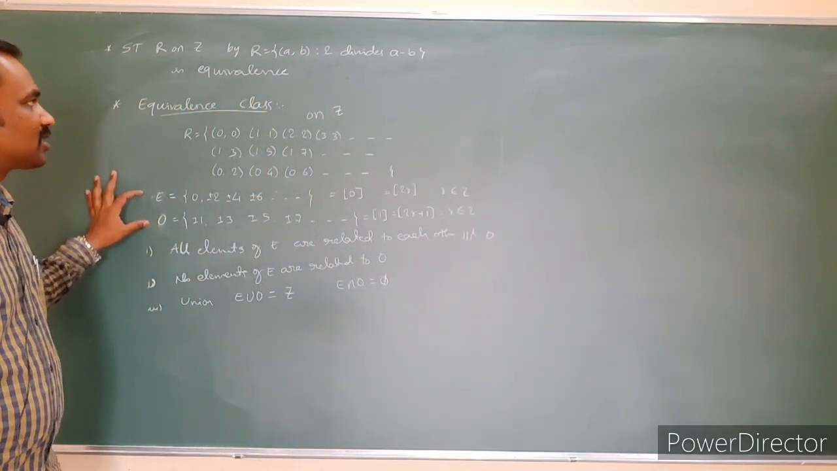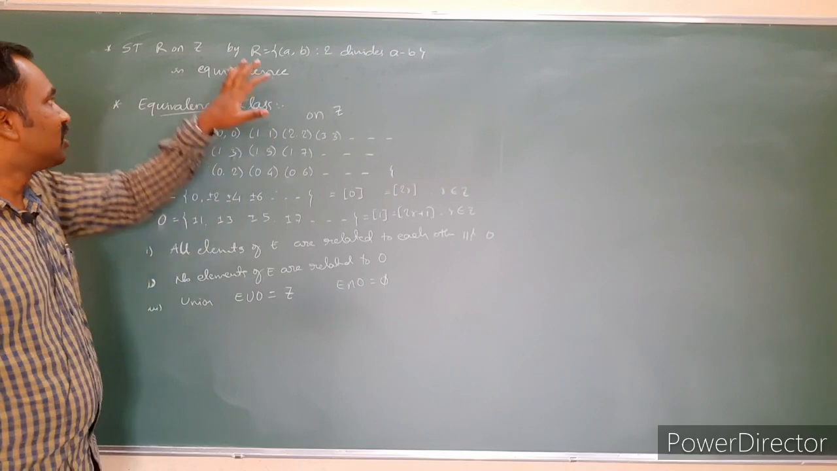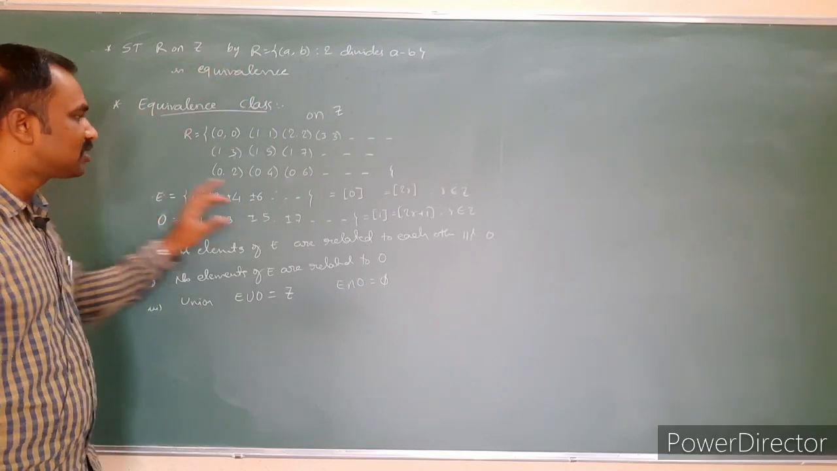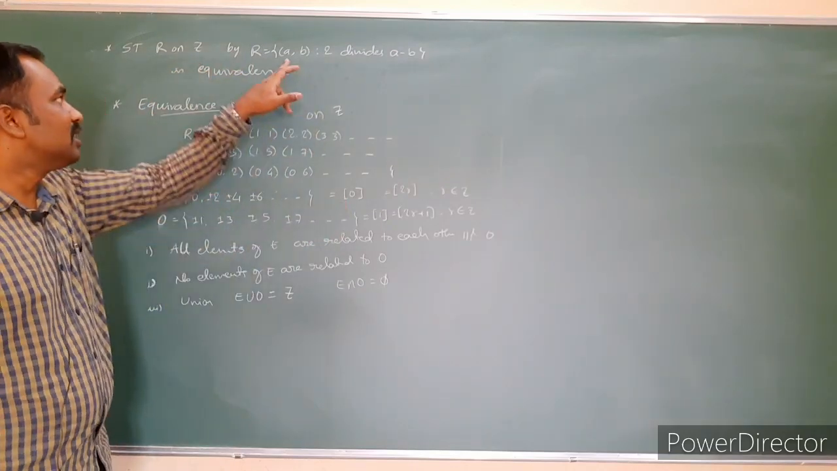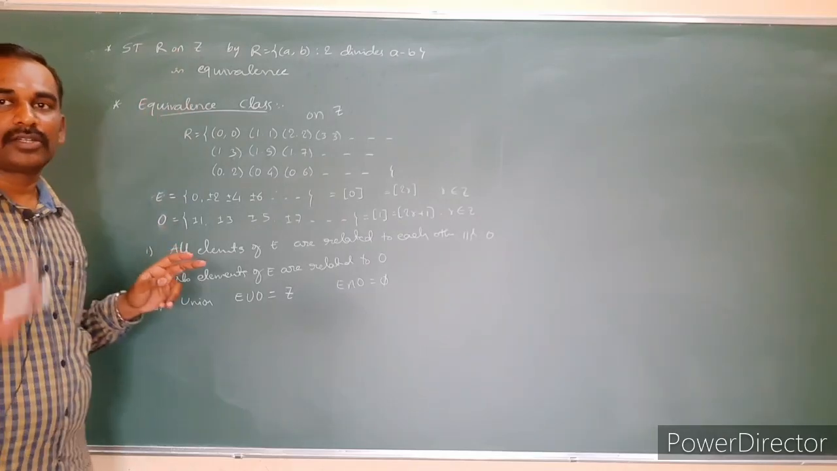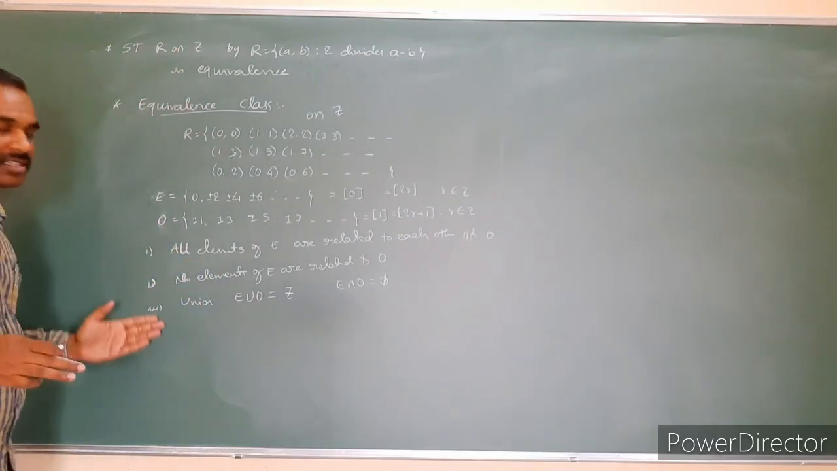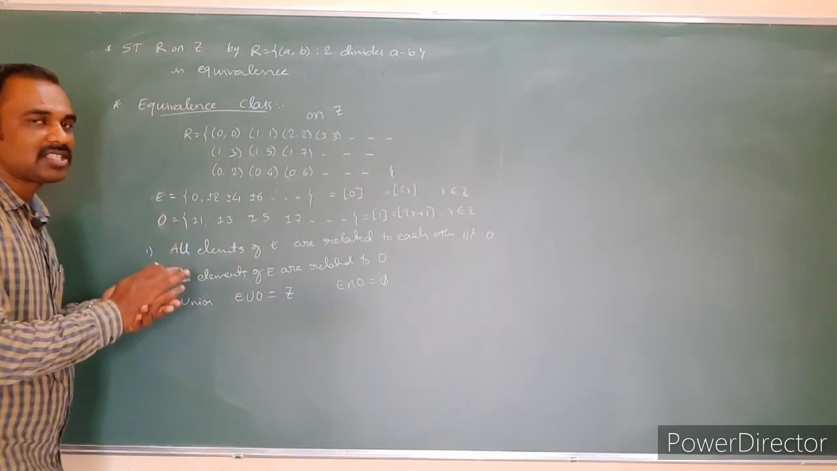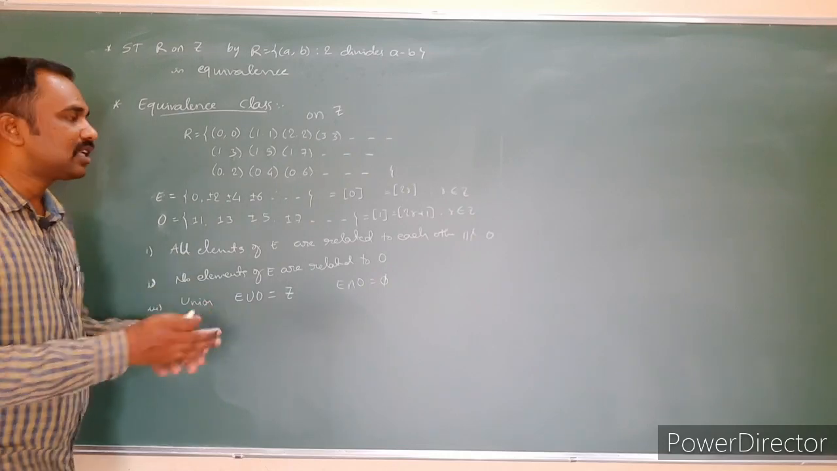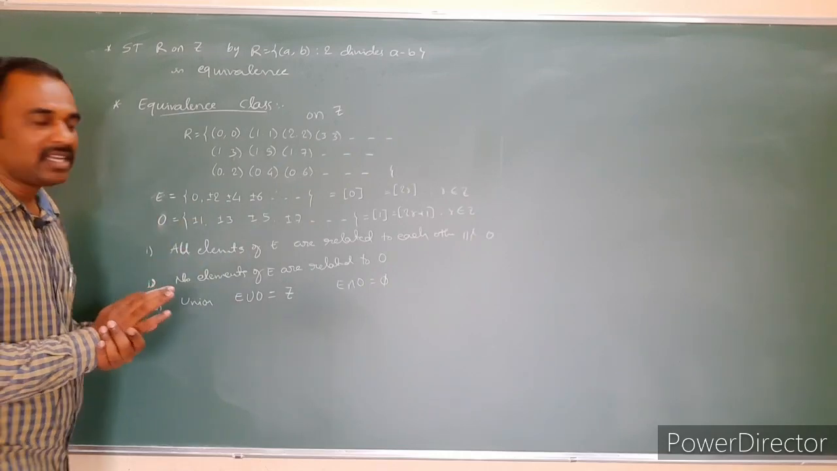So this is the equivalence class. Finding the equivalence class of the given relation means this. Here the original set is divided into two subsets satisfying these three conditions, and whatever subsets we have divided are the required equivalence classes.